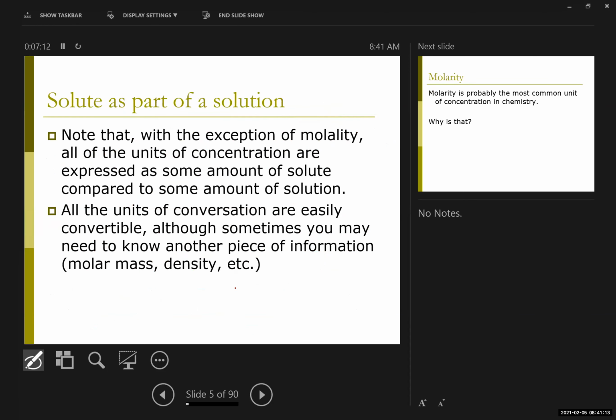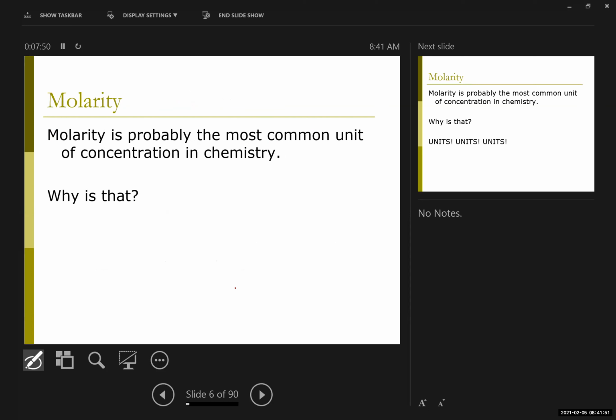Right. And so again, with the exception of molality, all my units of concentration are equivalent and quite frankly convertible to each other, because my numerators are all some measure of the amount of solute, my denominators are all some measure of the amount of the solution, right? So if I've got grams over grams, I can easily get moles over moles. That's molar mass. If I've got grams over grams, I can easily get liters over liters. That's a density conversion, right? In fact, by some combination of density and molar mass, you can pretty much interchange all of the ones I showed you.